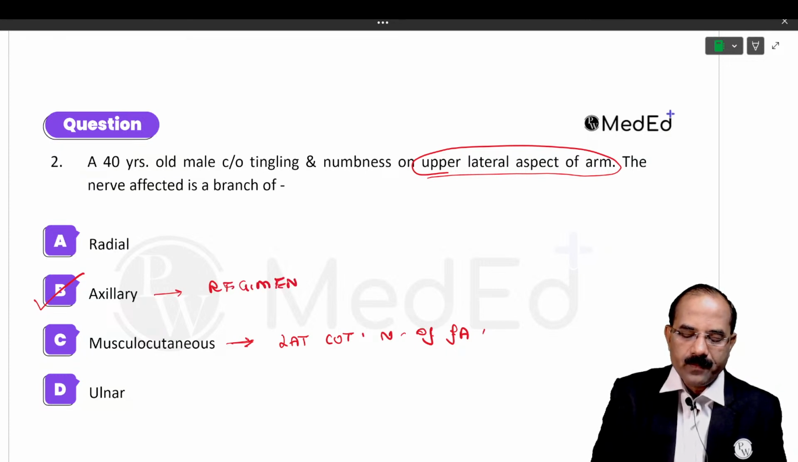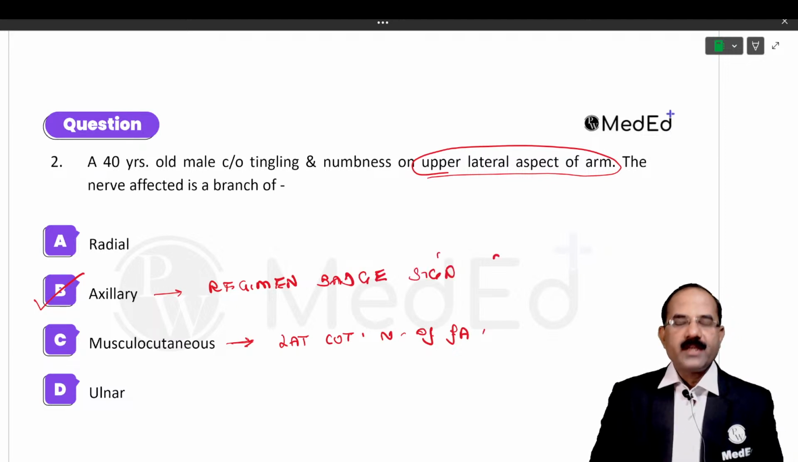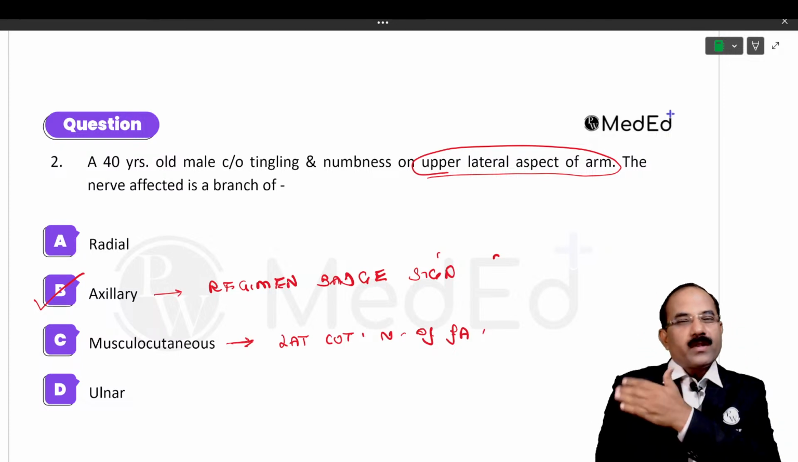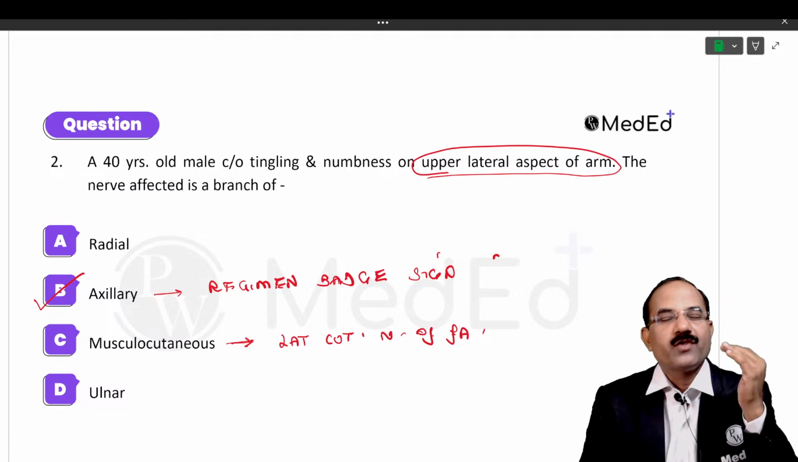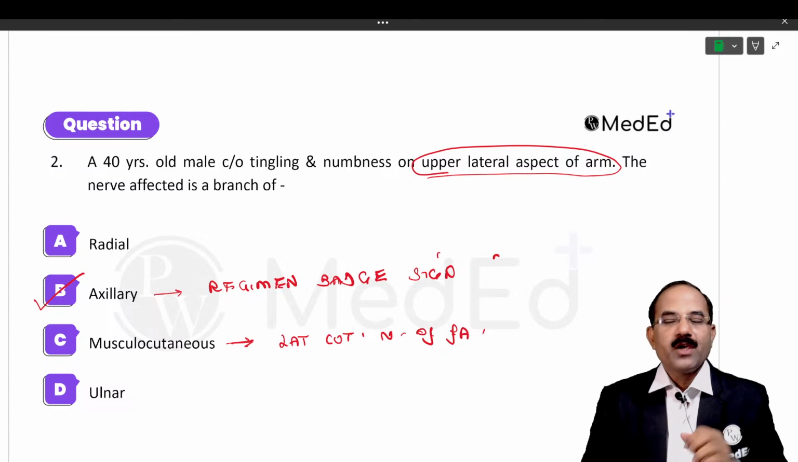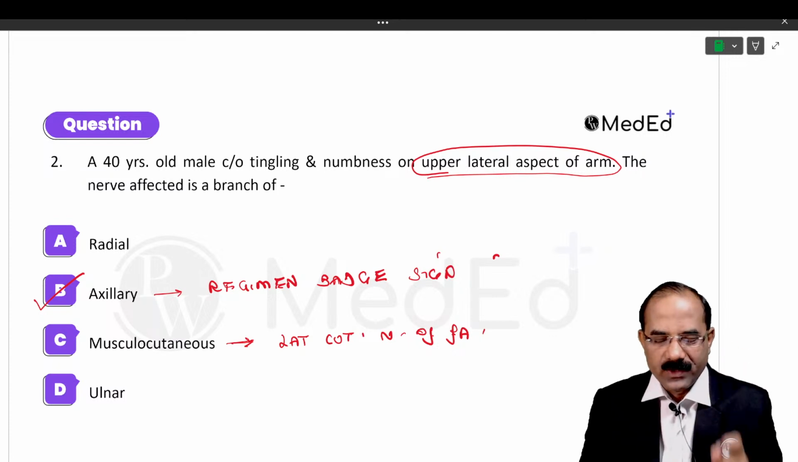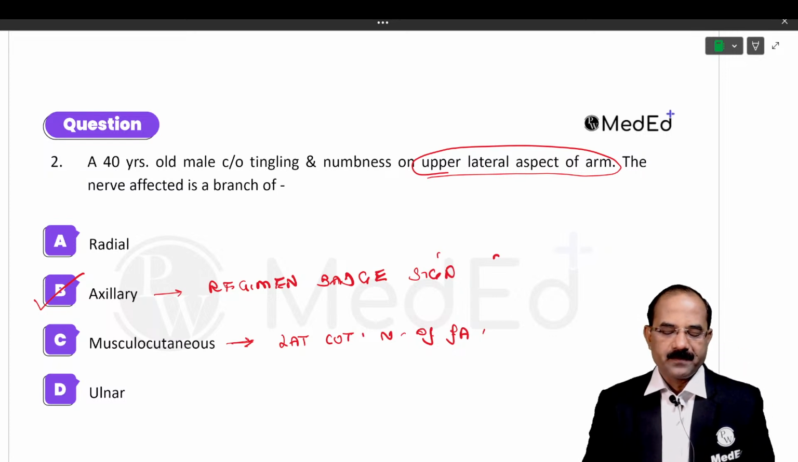Regimental badge sign. What is regimental badge sign? That's a loss of sensation of the skin on the upper lateral aspect of the arm. Okay, students? Who supplies the skin on the upper lateral aspect of the arm? The answer is the axillary nerve.